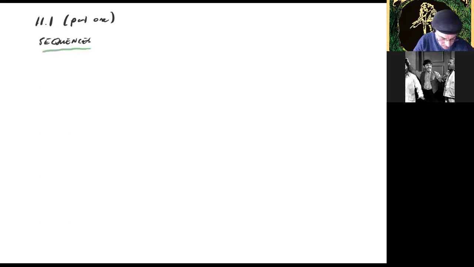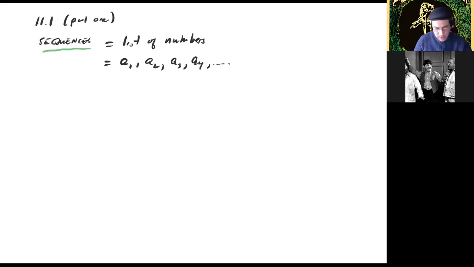Okay, so what I'd like to talk about is 11.1, part 1 of 11.1, and this is about sequences. And what's a sequence? A sequence is a list of numbers. Usually the notation is we denote the numbers maybe A1, A2, where you have a subscript, A3, A4, etc. Or maybe you want to start at A0.